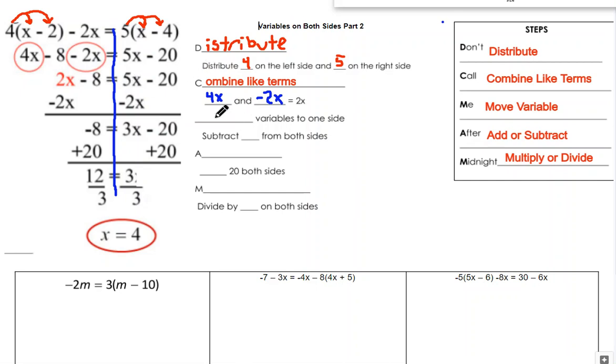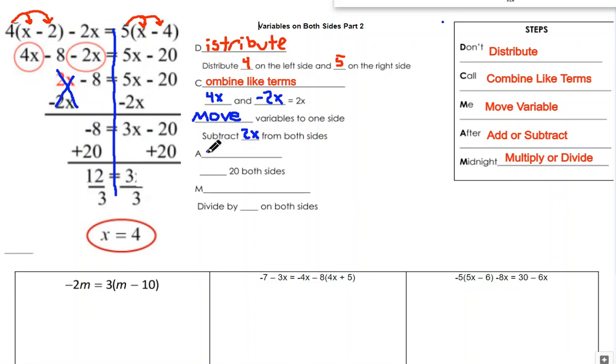Okay, so our next step is to move the variable to one side. In this example, they moved this 2x. So this was a positive 2x, so they did -2x. So they subtracted 2x from both sides. The reason they did that is that these cancel out and leaves you with just -8. And over here, they did 5x minus 2x, because you have to do the same thing to both sides, and they got 3x. And they still have that -20.